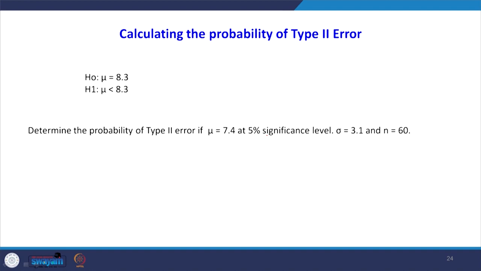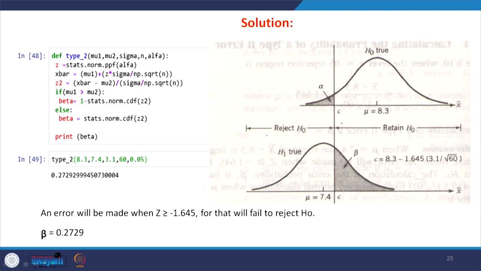We will take another problem to find out type 2 error. I am assuming mu equal to 8.3, alternative hypothesis mu less than 8.3, it is a left tail test. Determine the probability of type 2 error if the true mean is 7.4 at 5% significance level when sigma is 3.1 and n equal to 60. See that I have drawn this one. My assumed mean is 8.3. The question asked is, if the true mean is 7.4, what is the value of beta?